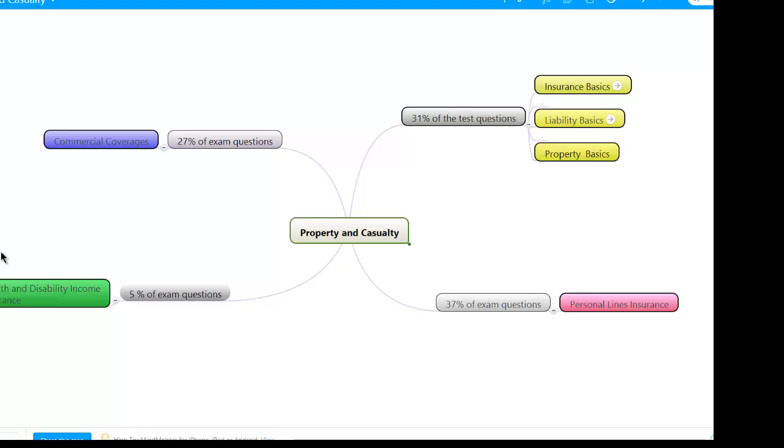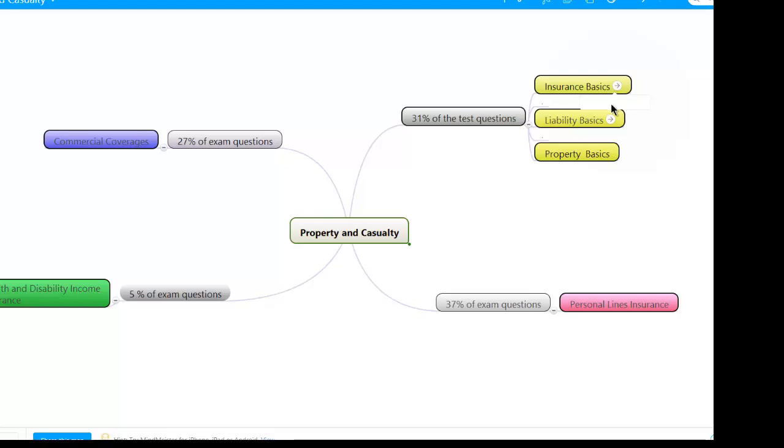But first, we look and see the distribution of the subject matter, the percentage of questions that are asked. I went over this earlier, and this time I wanted to cover some of the insurance basics. It's part of the 31% of the test questions. So right here you can see that this encompasses property basics, liability basics, and insurance basics. From here we'll go on to the next part of the map.